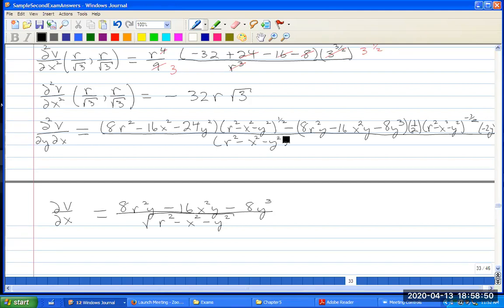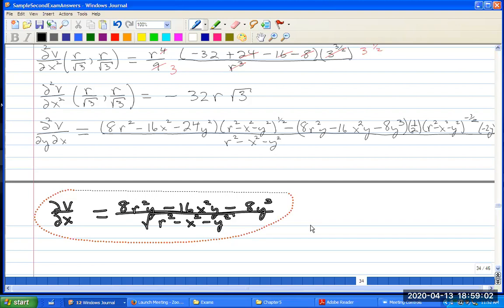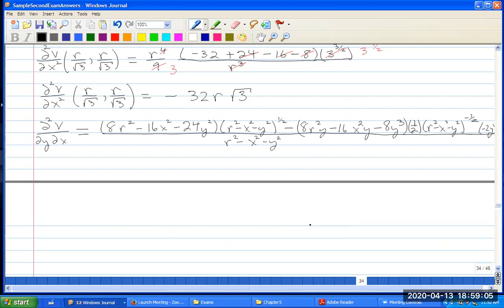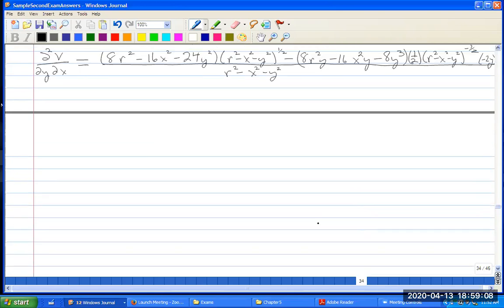Okay, let's just leave it like that. Actually, maybe I'll just evaluate it at this second. And so this is the partial, second partial. Please expect the mixed partial yx at r over rad 3, r over rad 3. So this is going to equal 8.